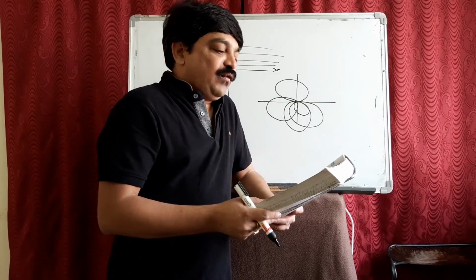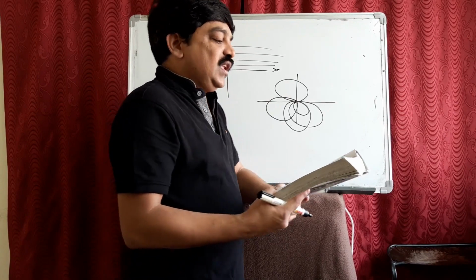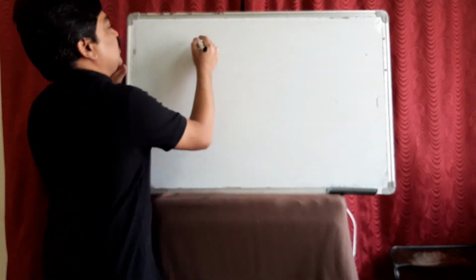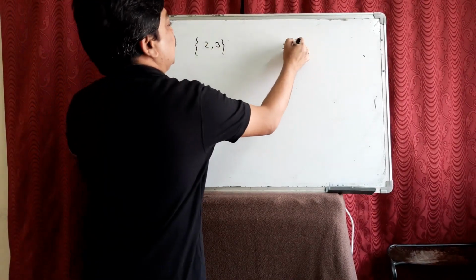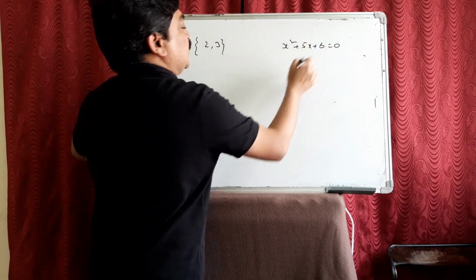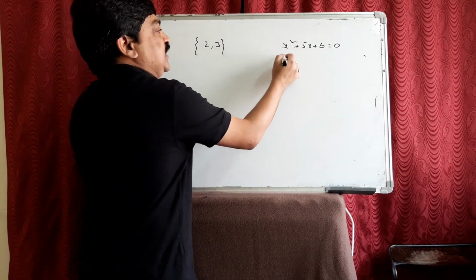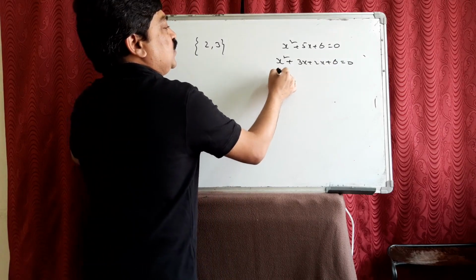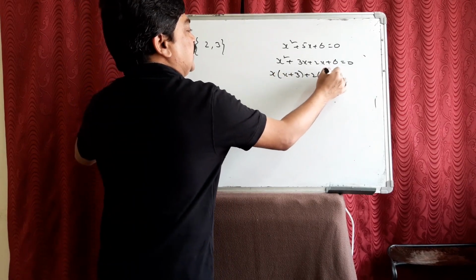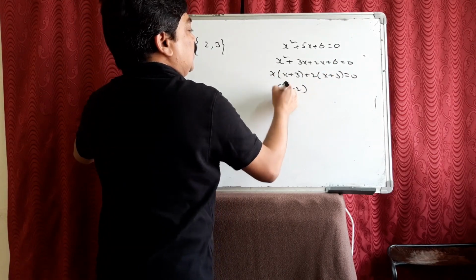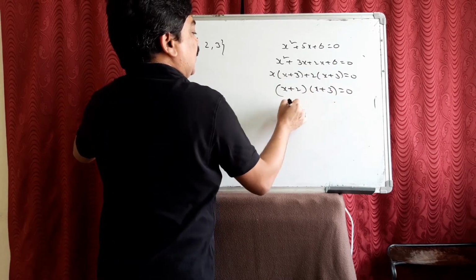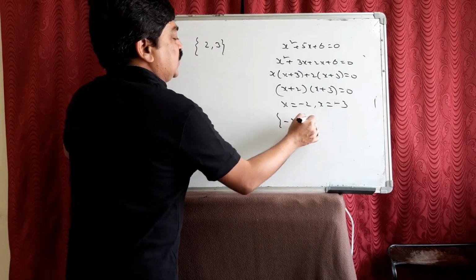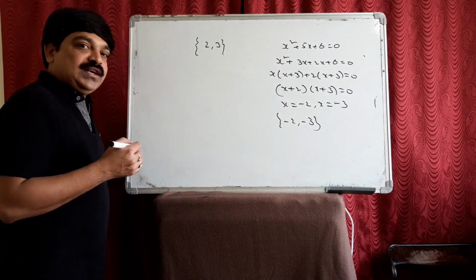Fifth question: are the following pair of sets equal? A is 2, 3 and the other one is x squared plus 5x plus 6 equals 0. You might have learned to factorize this in your 10th grade using any method. I am going with splitting the middle term. So x into x plus 3 plus 2 into x plus 3. So it becomes x plus 2 into x plus 3 equals 0. So x equals minus 2 and x equals minus 3. So here it is minus 2, minus 3 and here it is 2, 3. So these are not equal.